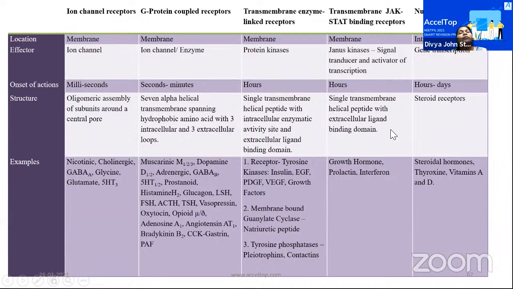Next group of transmembrane receptors are bound to a specific type of JAK-STAT or Janus kinase signal transducer and activator of transcription system. It takes hours to exhibit its effect. It is again a single transmembrane helical peptide with an extracellular ligand binding domain. And the important agents that act via JAK-STAT are your growth hormone, prolactin, and interferons.